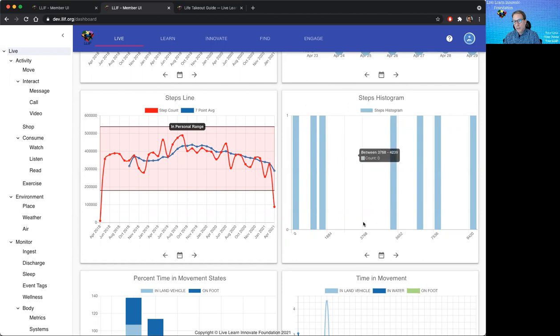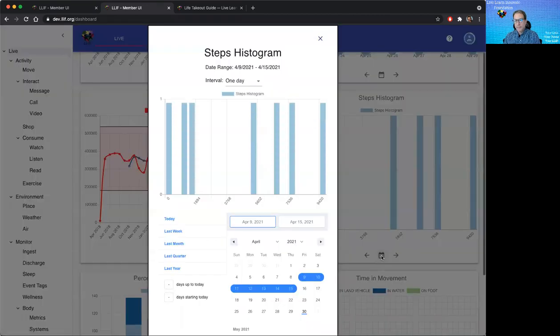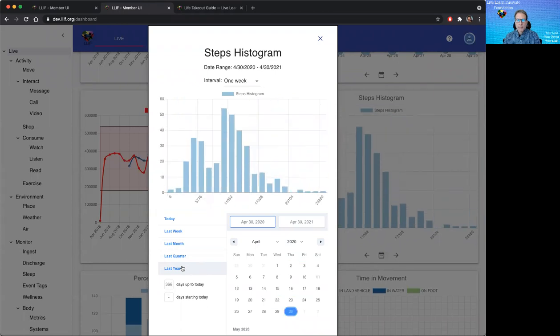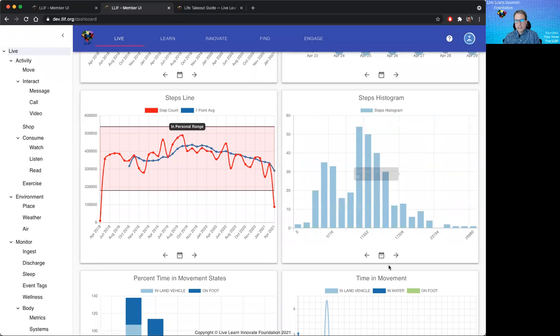So here we've got step histogram, and it's not very meaningful over a small period of time. But if I do the last year, it's really interesting that during COVID, for the most part, I have a bimodal distribution with, I'm either staying in a house, getting a few thousand steps, or getting outside and getting many more steps, long hikes, walks, and things, and kind of this lull of nothing in between.